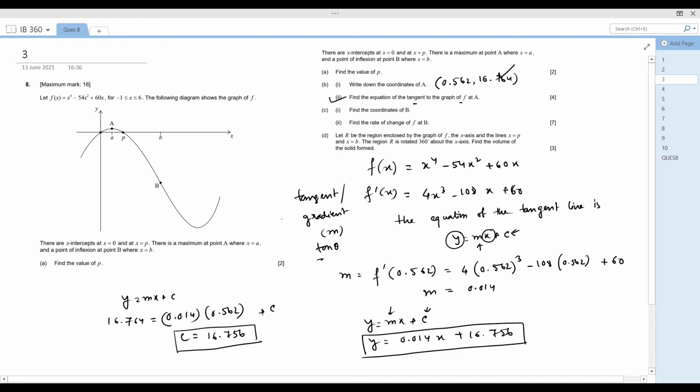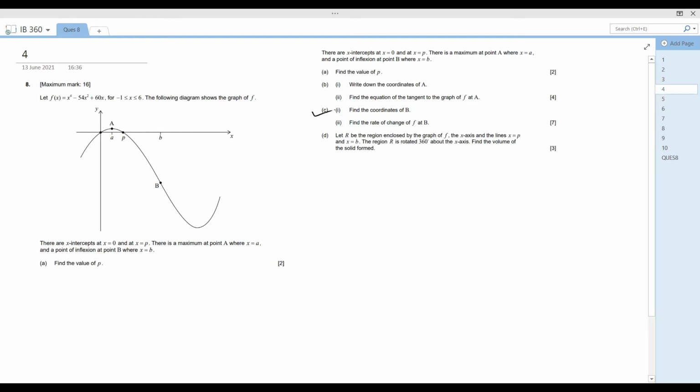Now we have to find the coordinates of b. Let's move to the next question, find the coordinates of b. Here it is written that there are x intercepts at x equals 0 and at x equals p. There is a maximum at a point a. Till this we have done, and a point of inflection at point b where x equals b.